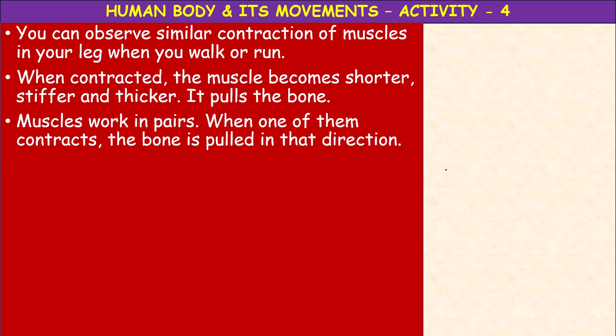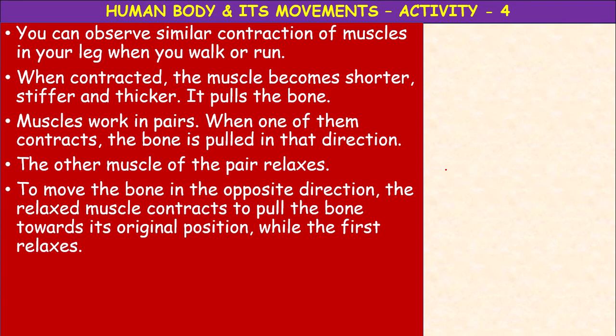When one of them contracts, the bone is pulled in that direction. The other muscle of the pair relaxes. So to move the bone in the opposite direction, the relaxed muscle contracts to pull the bone towards its original position, while the first one relaxes.